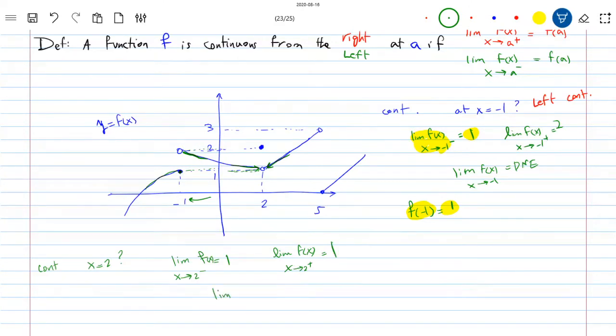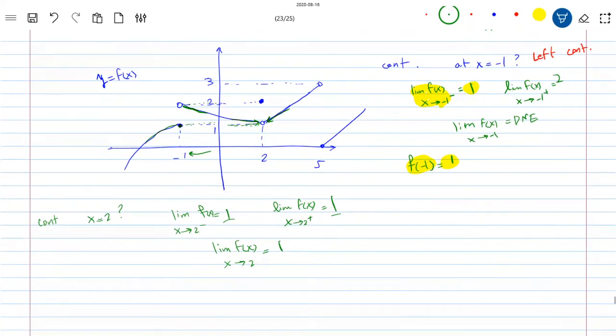So I can say the total limit as x approaches 2 from either direction should be 1, since these two are equal to each other. But what is the value of the function? F of 2, at the point 2, the y value is this closed circle, which is 2. What does it mean? That means the limit, which is 1, is not going to be equal to the value of the function. The limit at 2 is not the same as the value of the function. These two are not equal to each other. So I can say the function is not continuous.